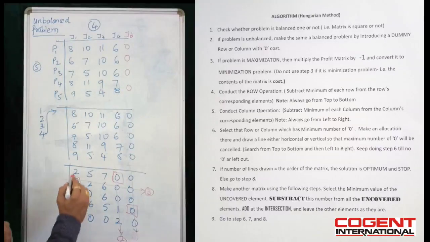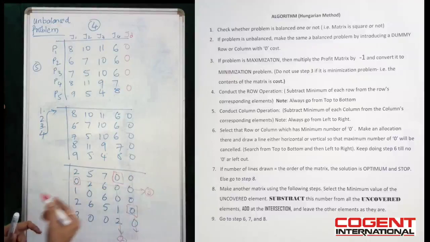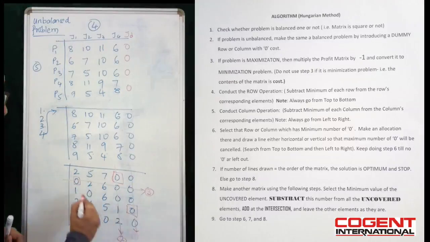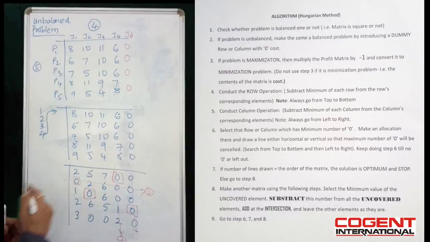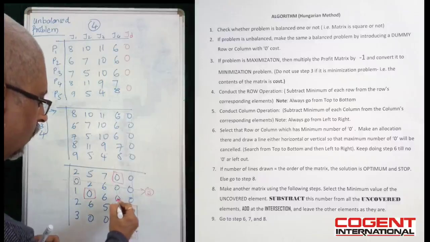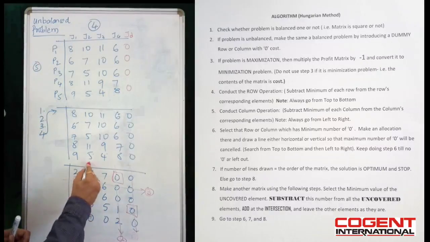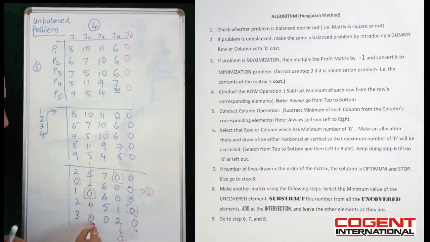Again I'll go from top to bottom. First row no zeros. Second row is cancelled. Third row I have got 1 zero. I will allocate here. Draw a line to cancel the maximum number of zeros. There is no point in drawing the line like this because these 2 zeros are already cancelled. I have got 1 zero here, so I have to draw a vertical line. I will get assignments number 1, 2, 3 and 4.